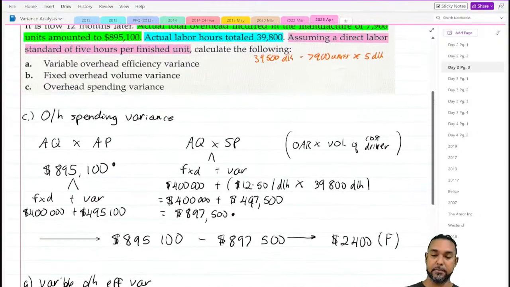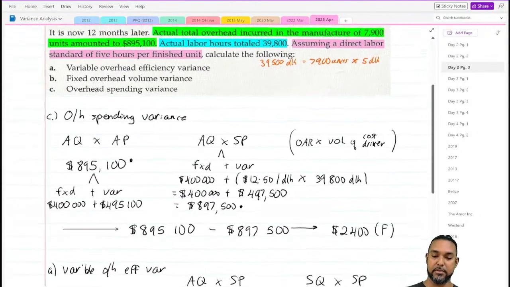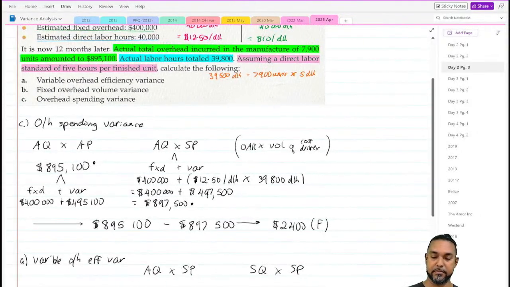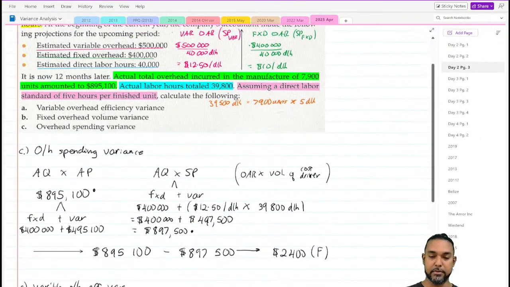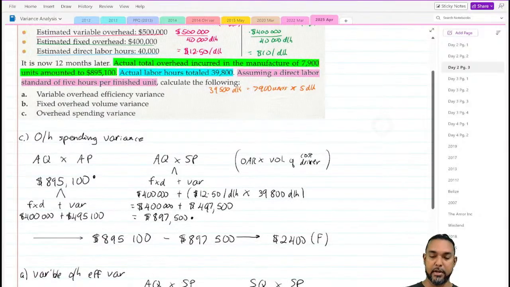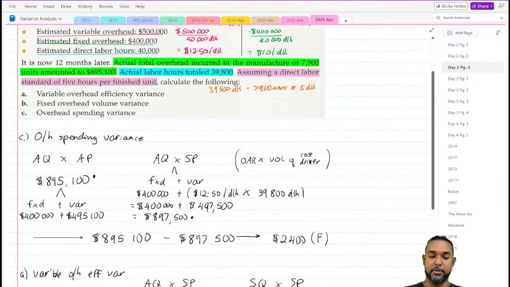Right? So I guess I could just do this. All right, okay. Anything else above? No. Okay, cool. So right there. I want you to do this part for me, the variable overhead efficiency variance.